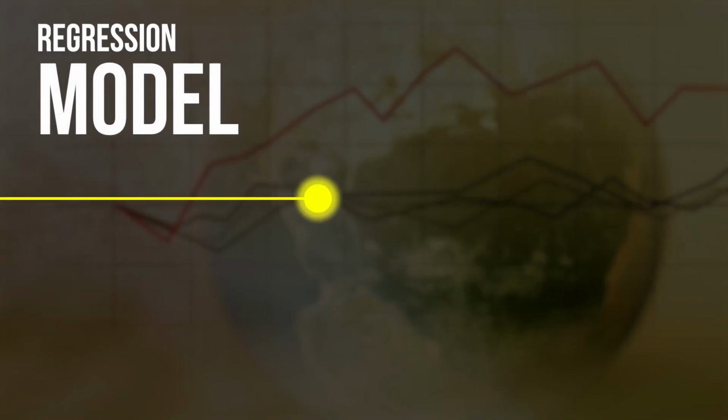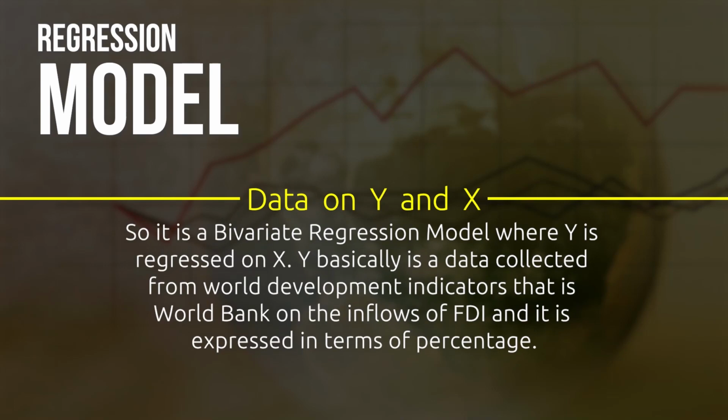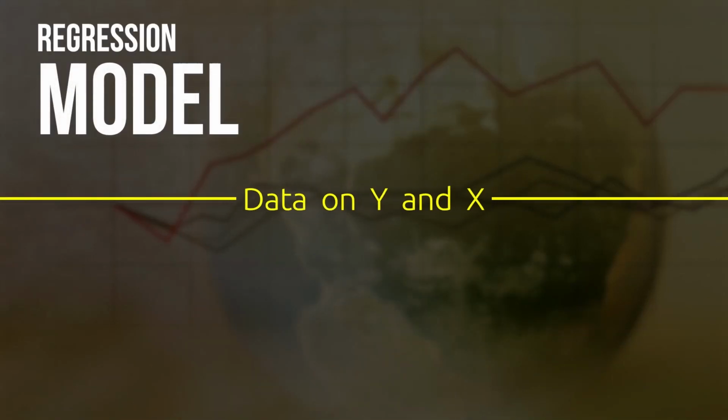In this particular regression model, we consider data on Y and X. It is a bivariate regression model where Y is regressed on X. Y is data collected from the World Development Indicators of the World Bank on the inflows of FDI, expressed as a percentage. The data is for a particular country, say India, and X is GDP per capita, which is also expressed as a percentage. The time frame is 20 years.